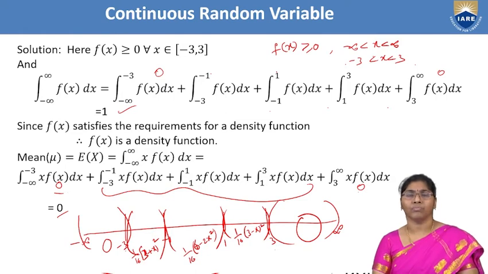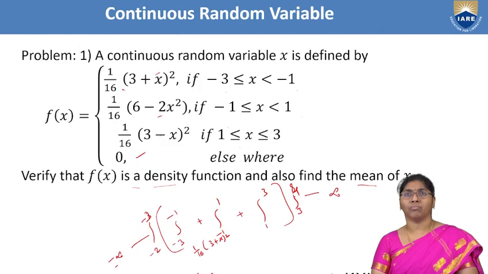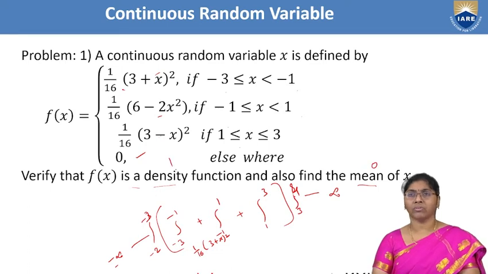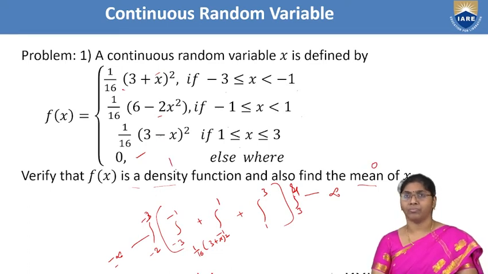That's all. Okay, this is the mean of the given problem. For the continuous random variable problem, the mean value is 0. The mean value is 0. The density value is fixed at 1. That's all.